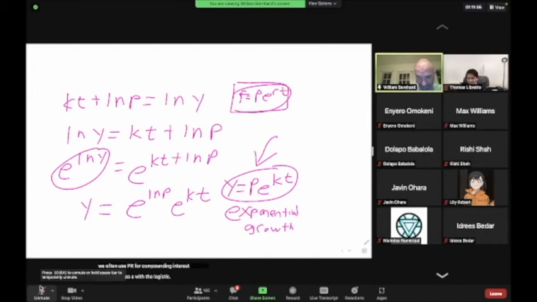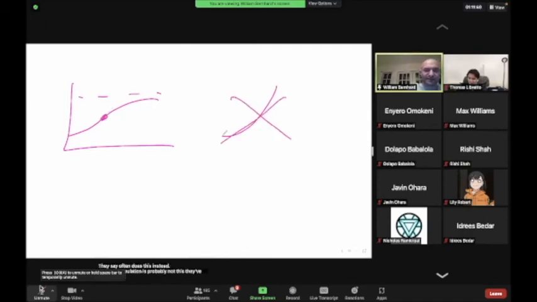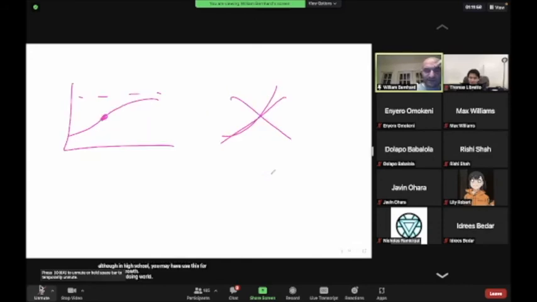Somebody asked me about the logistic model. We're not going to do that, but world population, they say, often does this instead. So world population is probably not this. They've done studies. It's probably not exponential, although in high school you may have used this for population growth. But if you're doing world population, chances are there's a point of inflection, meaning that you're growing quickly, and then at some point, it's probably happened already, the population is still growing, but it's not growing as quickly and is approaching a carrying capacity or horizontal asymptote.